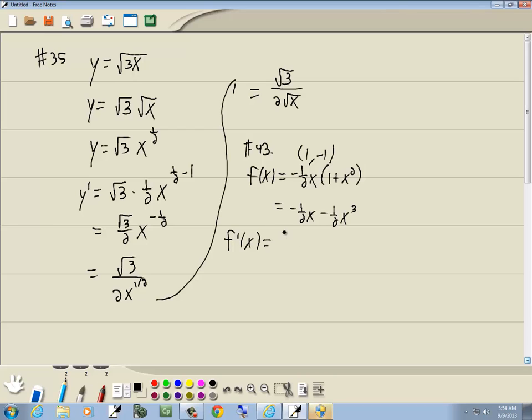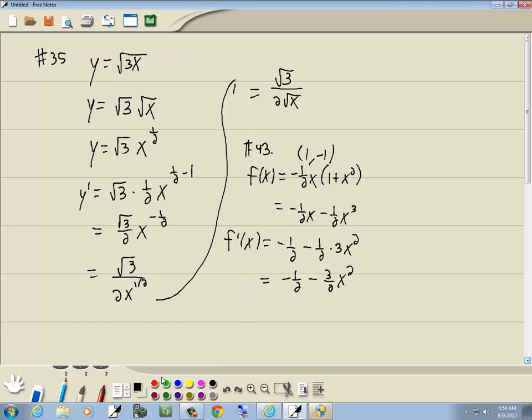We're trying to find the slope of the tangent line, slope of the graph. So we need to find our derivative first. So the derivative of negative 1/2 x is negative 1/2. Minus 1/2, take our power, put it out in front, lower it by 1. So that gives us negative 1/2 minus 3/2 x squared.